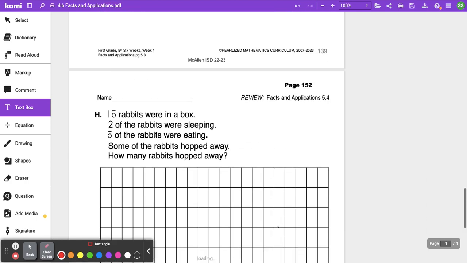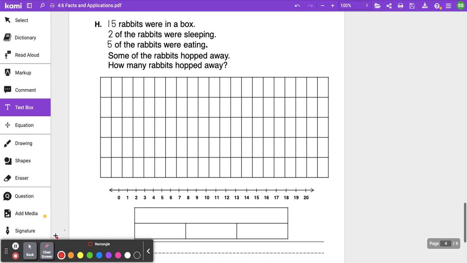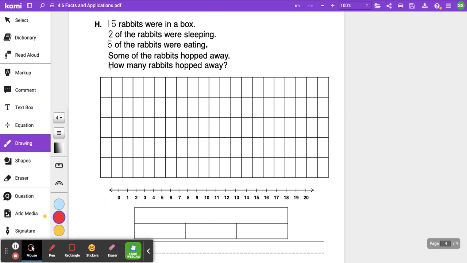Okay, go on to the next page. Read it with me, class. 1, 2, 3. 15 rabbits were in a box. 2 of the rabbits were sleeping. 5 of the rabbits were eating. Some of the rabbits hopped away. How many rabbits hopped away? Underline the question. How many of the rabbits hopped away?